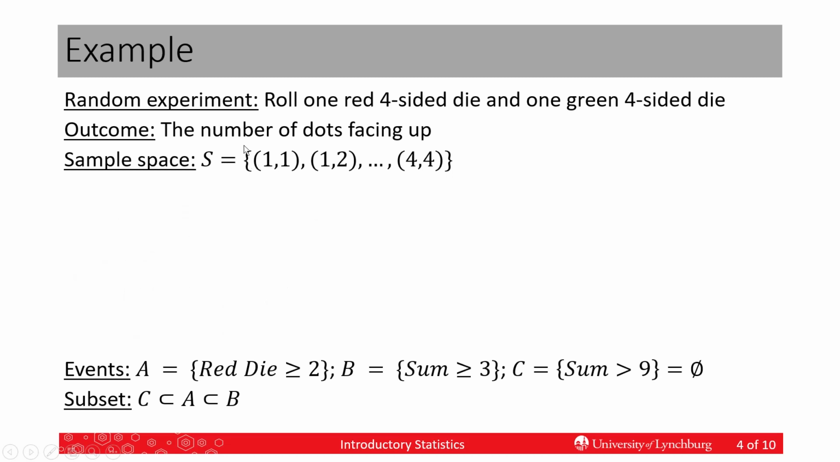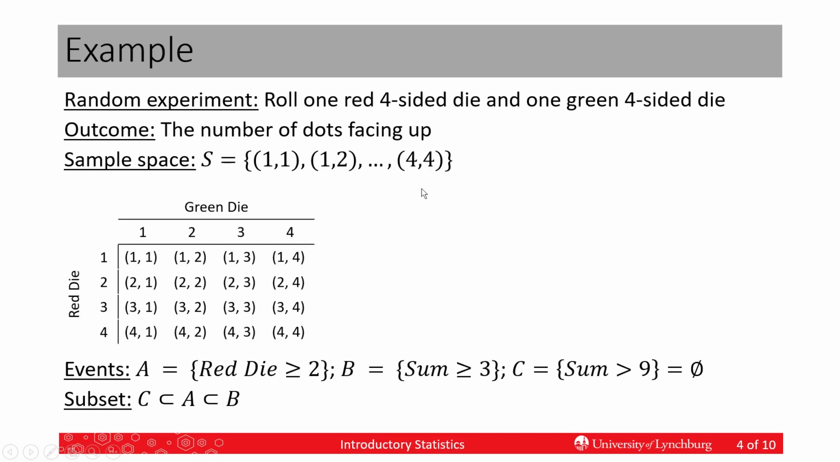Okay, so I can write it as these ordered pairs, and there's going to be 16 of them. But when we're doing this, if you have two outcomes like this, two things that you're putting together, like two dice, then it's easy to do a table.